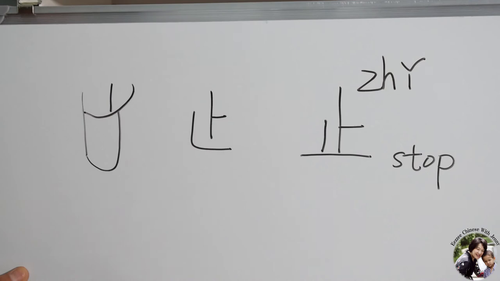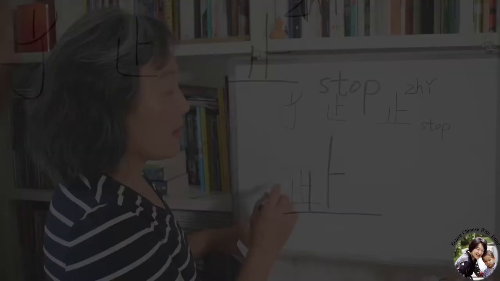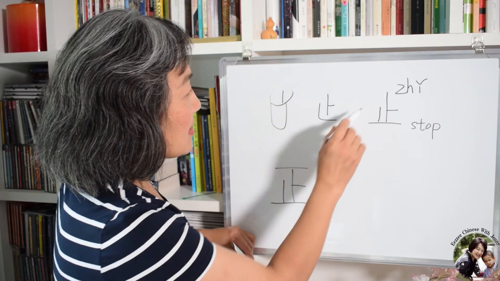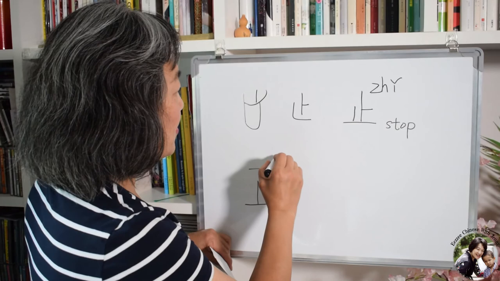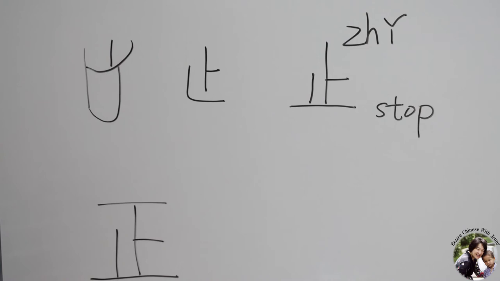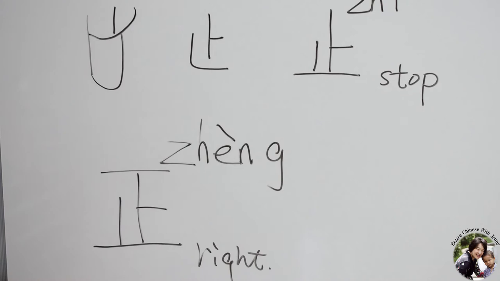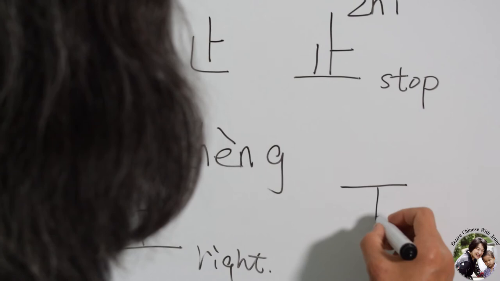Shu, heng, shu, heng. How about we put 一横 just on top of this 止, stop? It means right amount or right time, not too much, not too little. Its pronunciation is 正, right place, right amount. Write it like this: 一横, 一竖, 一横, 竖, 横.